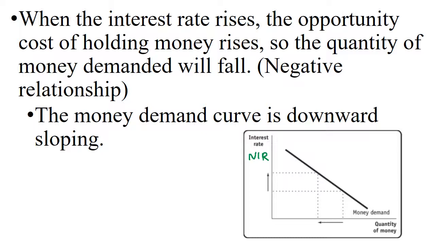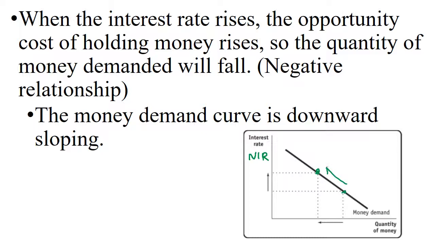So whenever you draw this, we're not going to say interest rate, we're going to specify which one. Money is the nominal interest rate. All right, so we're talking about how the price of money is the interest that you would be paying if it was in the bank as opposed to in your wallet. So we have this negative relationship. As the interest rate rises, the opportunity cost of holding money rises. So that's a move along the curve.